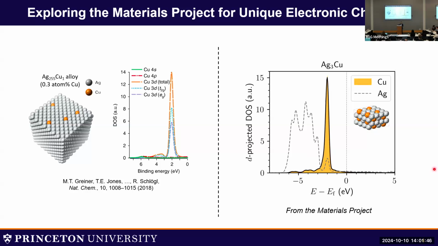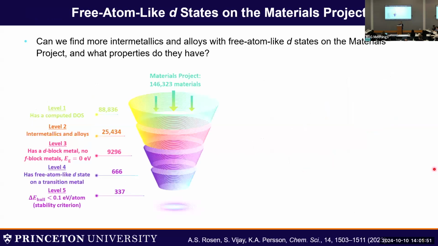What this suggests is, right, we can leverage the Materials Project dataset to find other kinds of materials that exhibit this unique electronic character, and that's exactly what we did. We took the dataset of about 80,000 computed density of states on the Materials Project, but 25,000 of those are intermetallics and alloys. And then we can filter down through whatever metrics you like. In my case, I was looking at metallic structures. I didn't want to deal with lanthanides and actinides, and didn't want to deal with materials that were highly thermodynamically unstable. And regardless of how you slice it, there's several hundred of these materials that exhibit this very narrow or free atom-like electronic character on some metals in these alloy or intermetallic systems.